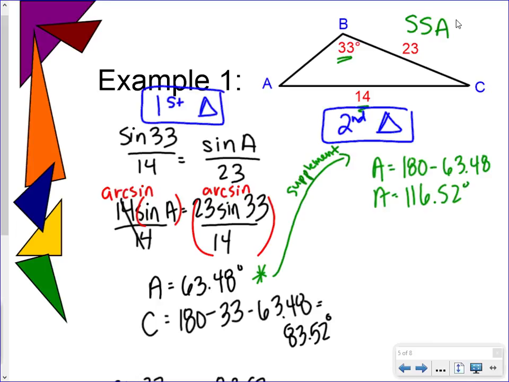And then you just repeat the same process. So can you find the other angle and can you find the missing side? Please do so. We'll compare answers and see if we agree. So once you find that supplement, you act like that's a new angle, and you go back and find a new angle C and a new side C.